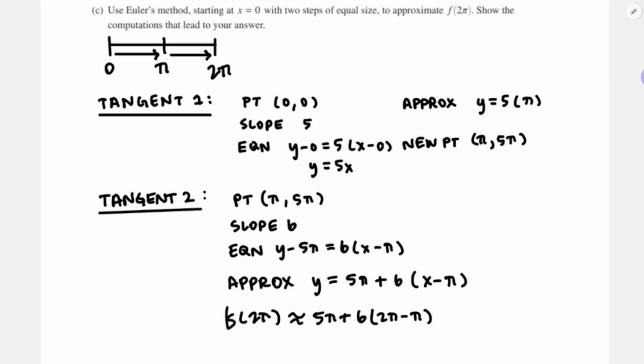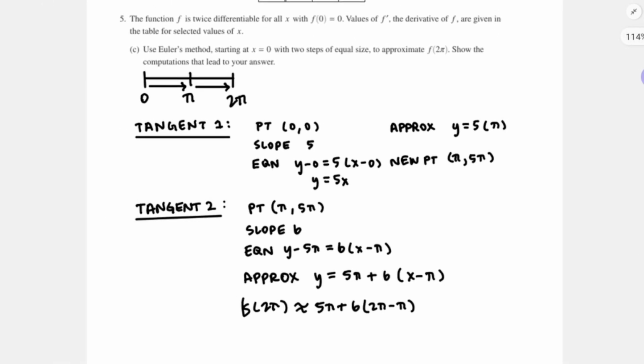You know, we could say that's 5 pi plus 6 pi equals 11 pi, and that would be great. But I don't have to do that, so I'm not going to, and I'm just going to stop there.